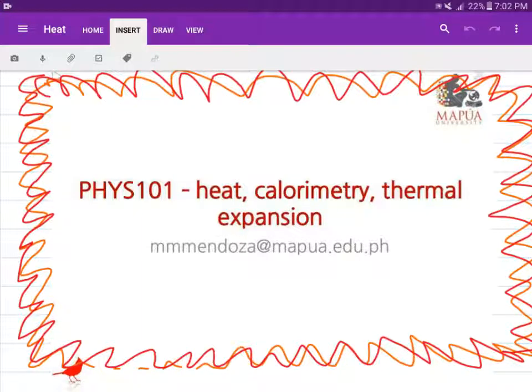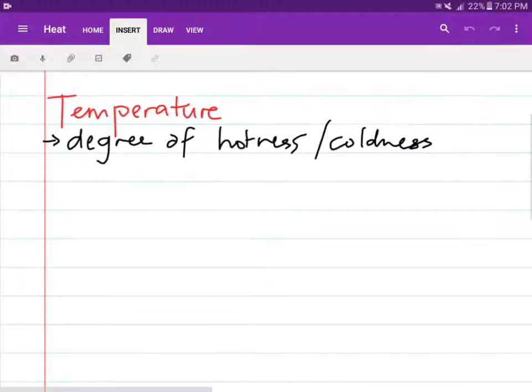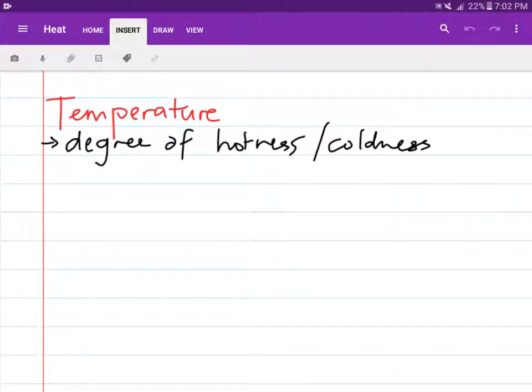Hello everyone, this is Physics 101 and this lesson will tackle heat, calorimetry, and thermal expansion. So let's first start with defining temperature. Temperature is the degree of hotness or coldness of a body.